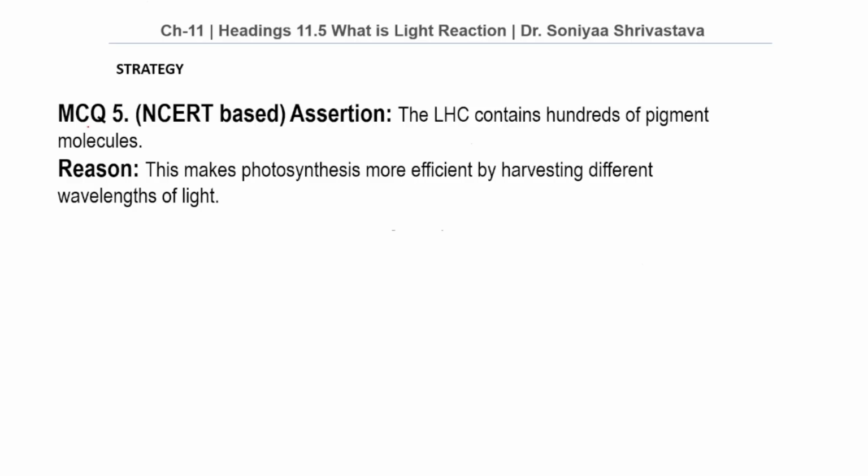Now let's see MCQ number 5. This is an assertion reason based question. What is the assertion given here? The LHC contains hundreds of pigment molecules. And what is the reason given here? This makes photosynthesis more efficient by harvesting different wavelengths of light. Now let's test the assertion and reason, and most important, the connection between them.